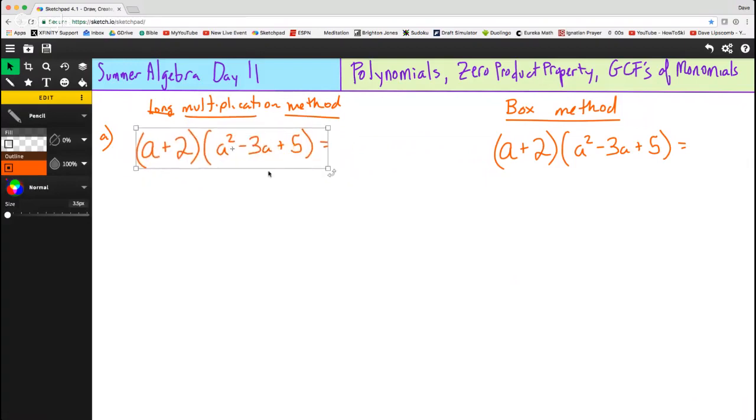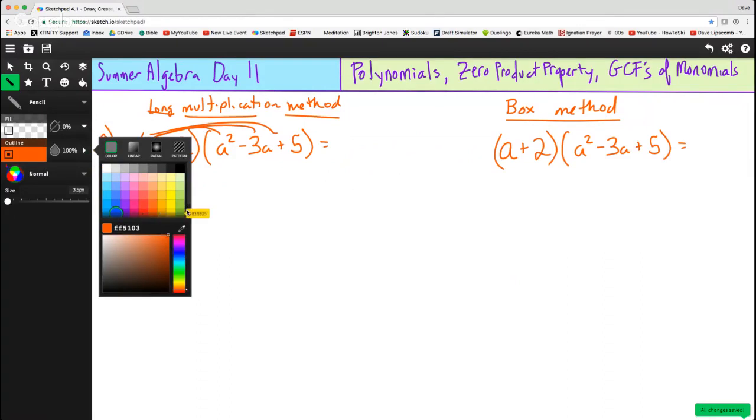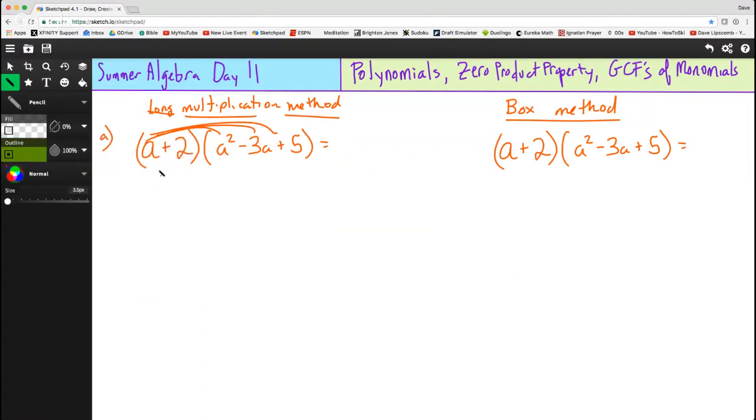Okay, so if we do the first times this thing, let's do it in green. So we get a cubed minus 3a squared plus 5a. And then the second one, we get plus 2a squared minus 6a plus 10. Now we got to combine like terms.